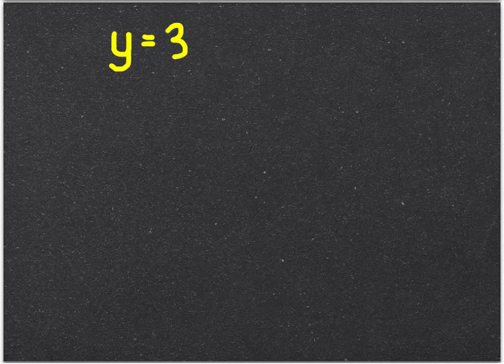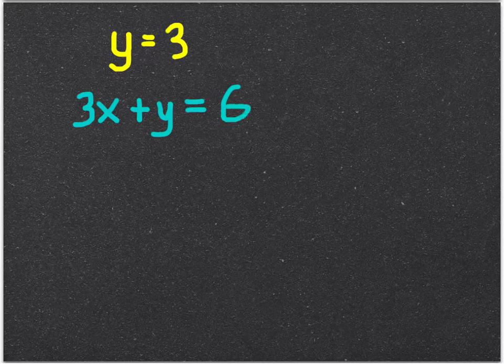And so my system of equations now is going to be this. One of my equations will just be y equals 3, and another one is going to be 3x plus y equals 6. Again, this can be a system of equations because there is more than one equation. We're going to try to solve them both at the same time.